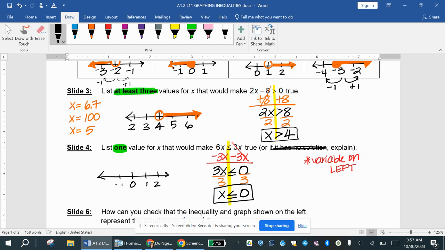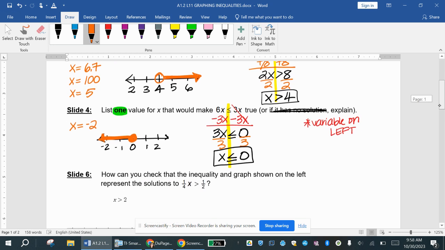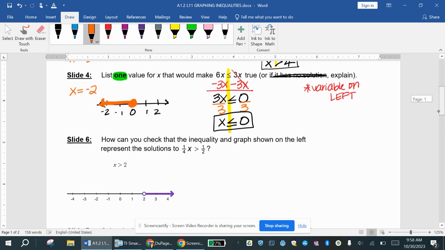So imagine on a number line, right? We want a closed point at 0 and we want to shade to the left. So just pick one number that is to the left or equal to 0. Pick that number and write it on your sheet. I'm going to go ahead and pick -2. You could pick any number to the left of 0.